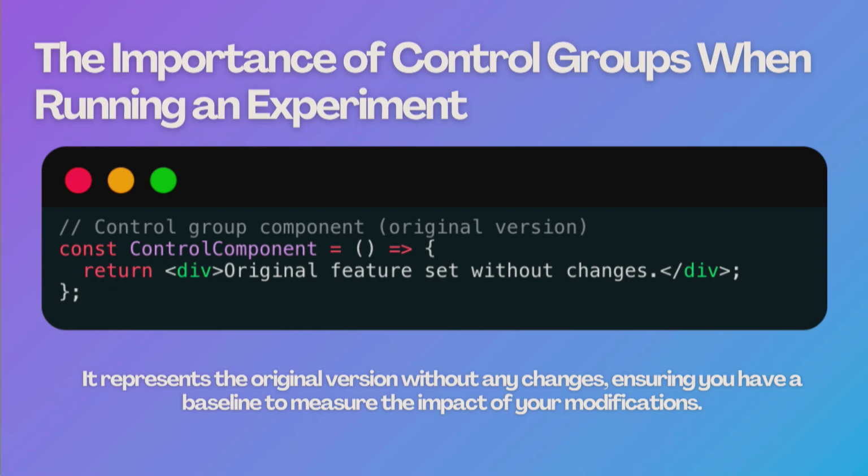One thing which we have to consider is the importance of control groups when running an experiment. The control group usually represents the original version without any changes, ensuring you have a baseline to measure the impact of your modifications. And I already said that the control group sees the original version of our component, and the test group sees the version which we are running the experiment on.